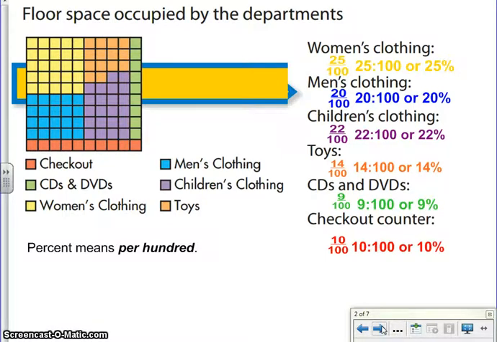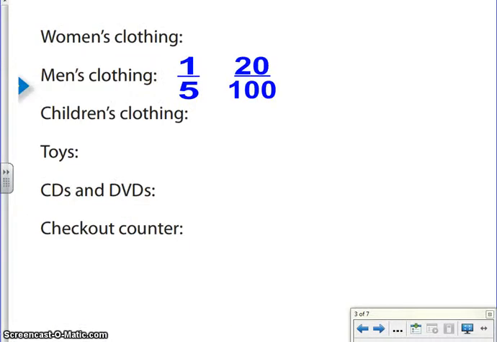So that's great, and that's pretty basic and simple, provided we're taking it out of 100. But what if they give you a number that's not 100? How are we going to figure that one out? So we saw before that the men's clothing section took up 20 out of the 100 spaces on the floor. So we could write that as the fraction 20 over 100. Well, but someone else might have said, well, no, it occupies 1/5 of the store.